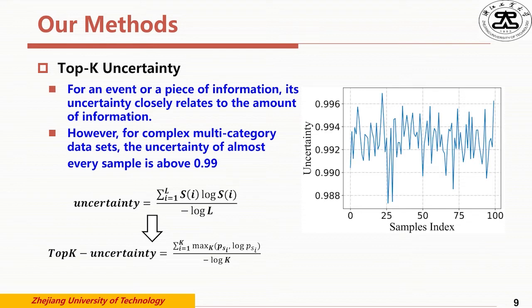To solve this problem, we propose the calculation method of top-k uncertainty. In this way, we effectively reduce the uncertainty of the samples, thereby realizing sample-wise adaptive inference for complex data sets.